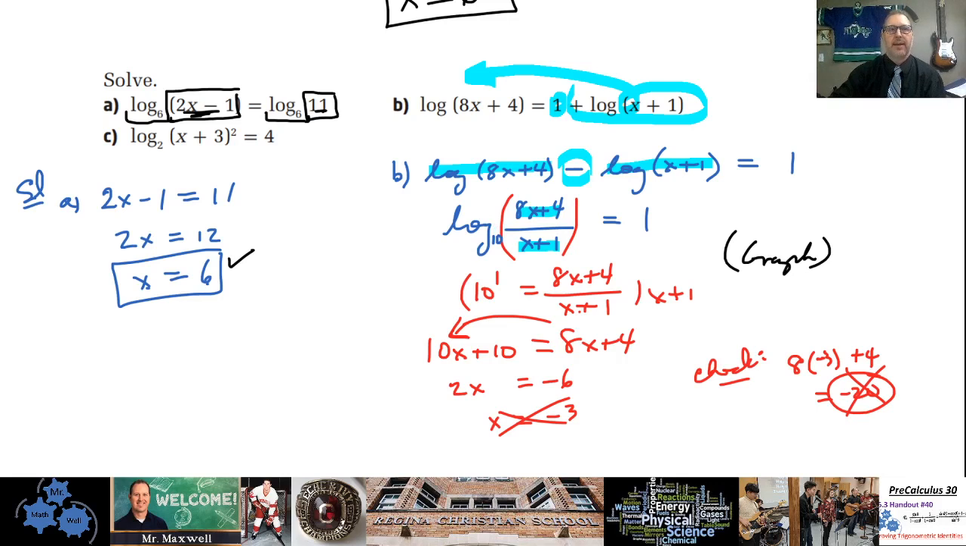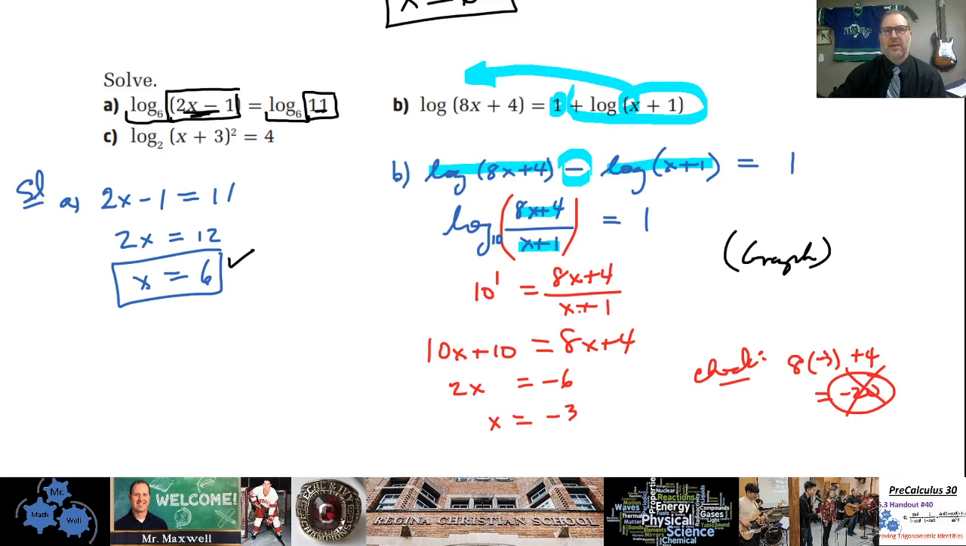Now when I have a log on one side and just a value on the other, I can rewrite that, and I'll clean this up just a little bit for you. I can rewrite that as 10 to the power of 1 equals this whole thing. 10 to the power of 1 equals 8x plus 4 over x plus 1. That gets rid of my log, but it also gets me a regular algebraic thing, and no problem, right? So multiply x plus 1 by both sides, I get over here 10x plus 10 equals 8x plus 4. Combine my x's, combine my constant terms, I get x equals negative 3.